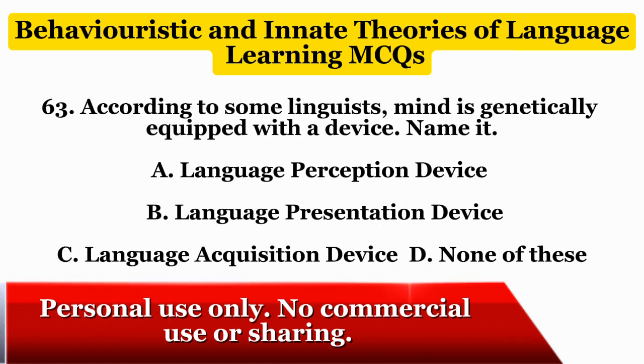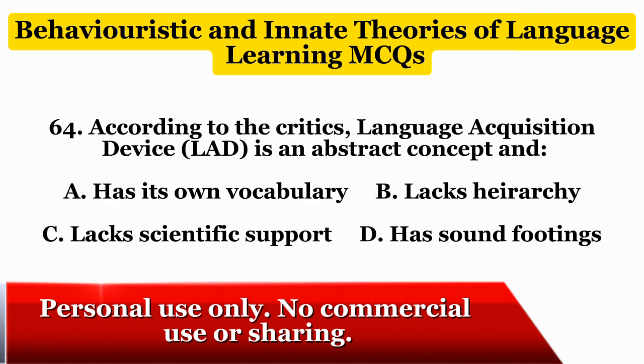According to some linguists, mind is genetically equipped with a device. Name it. Language perception device, language presentation device, language acquisition device, none of these. Right option is C. According to some linguists, mind is genetically equipped with a device known as language acquisition device. According to the critics, language acquisition device is an abstract concept and: has its own vocabulary, lacks hierarchy, lacks scientific support, has sound footings. Right option is C. According to the critics, language acquisition device is an abstract concept and lacks scientific support.